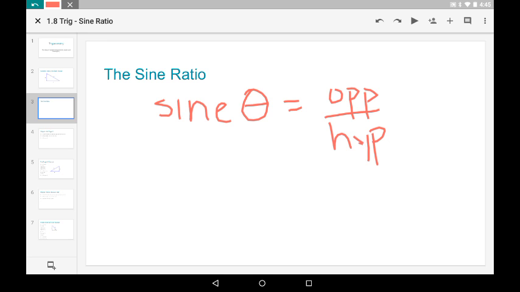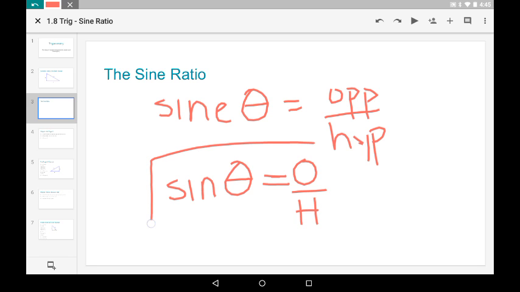So the formula we work with is sine of theta is equal to O over H, for opposite over hypotenuse. This is the one we're going to be working with in today's lesson.